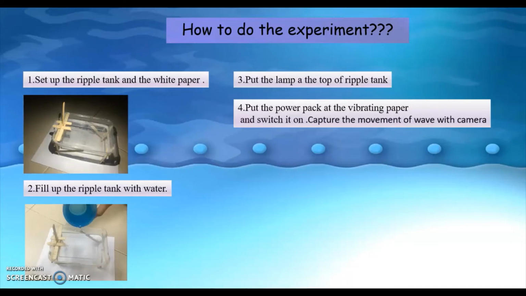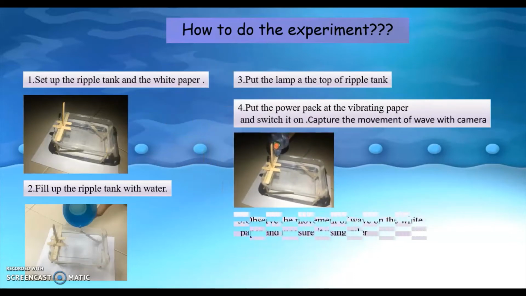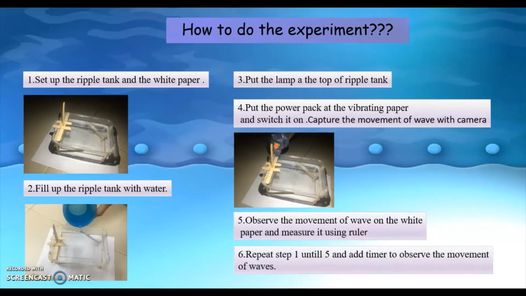Capture the movement of wave with camera, like this. Fifth, observe the movement of wave on the white paper and measure it using ruler. Sixth, repeat step 1 until 5 and add timer to observe the movement of wave.